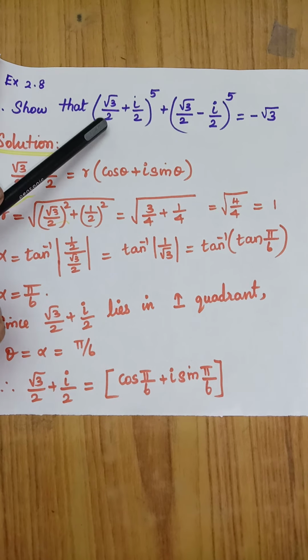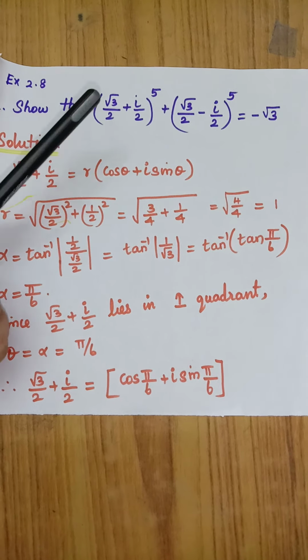So here you see the first term, this term, the whole power 5. What you have to do? Root 3 by 2 plus i by 2 the whole power 5. So the power is 5, so (cos pi by 6 plus i sin pi by 6) the whole power 5. So 5 is a positive integer.